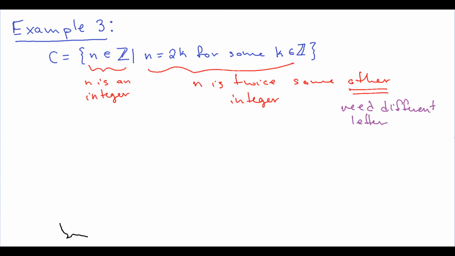Let's think a bit more about this set, and if I think about what integers are twice some other integer, these are precisely the even integers. So another way of describing my set is the set of integers that are even.